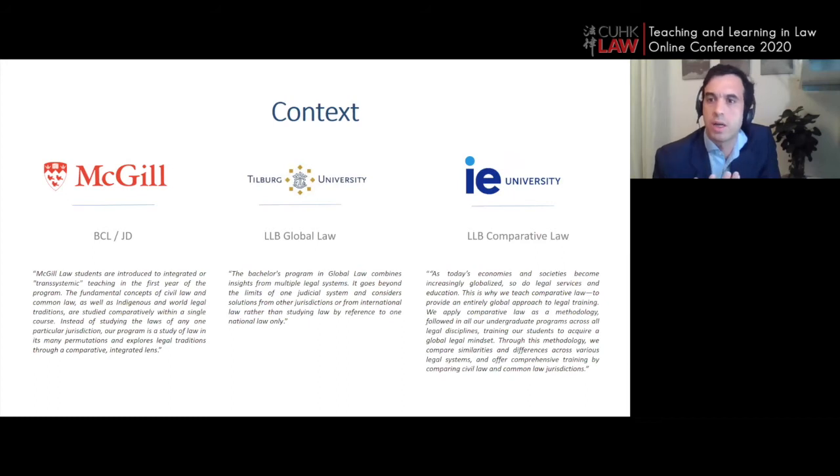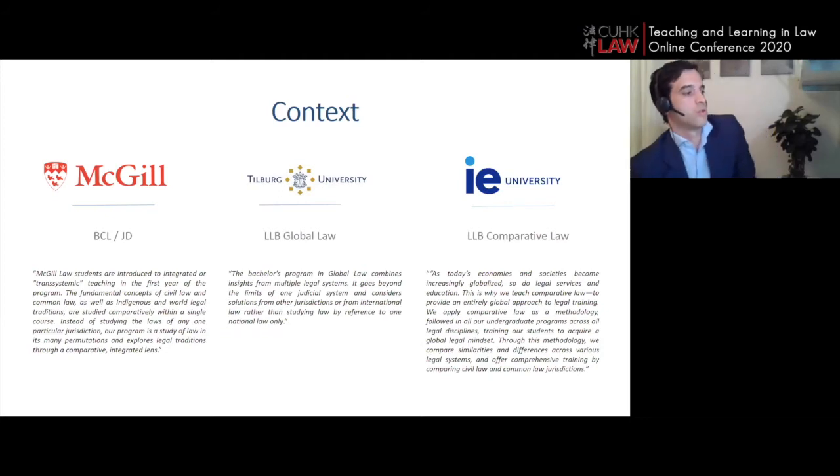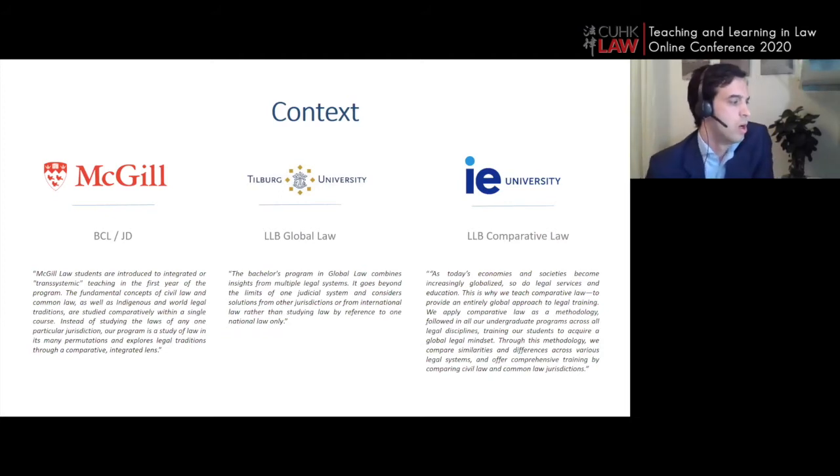The kind of programs that I have in mind is, for example, the dual BCL and JD program of McGill University, which introduces students to integrated or transsystemic teaching, where the fundamental concepts of civil law and common law are studied from a comparative perspective. I also have in mind programs such as the LLB in Global Law offered by Tilburg University in the Netherlands, a bachelor program that goes beyond the limits of one judicial system and considers solutions from other jurisdictions or from international law, instead of studying law by reference to one single national law only.